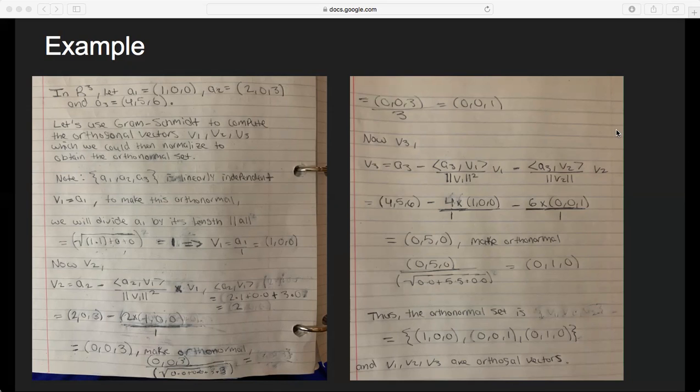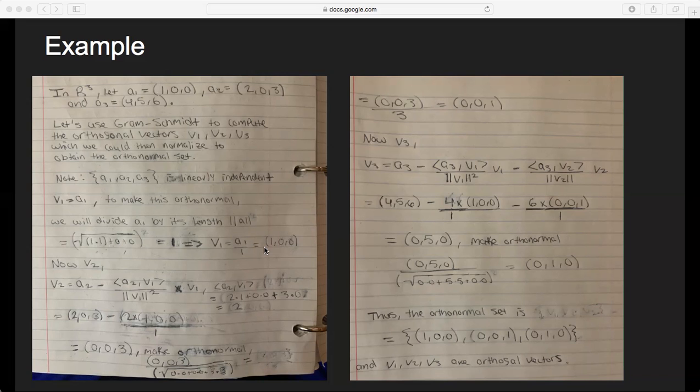So the first thing we do is set V1 equal to A1, and then we make this orthonormal. Again, this is not orthonormal quite yet. We divide it by the length of V1, but in this case, since A1 is equal to V1, we divide it by 1, since the length is equal to the square root of 1 times 1. And hence our orthonormal vector is V1.